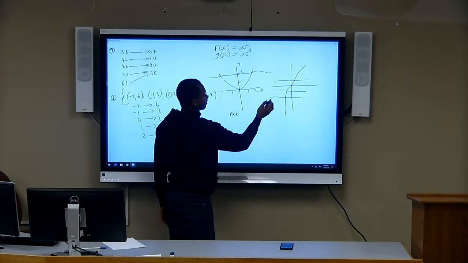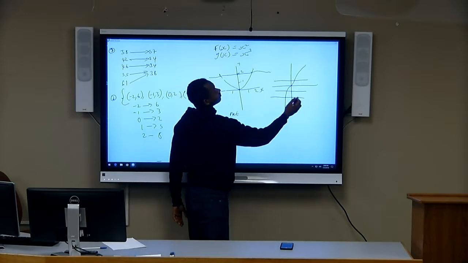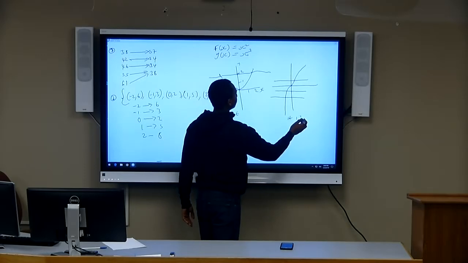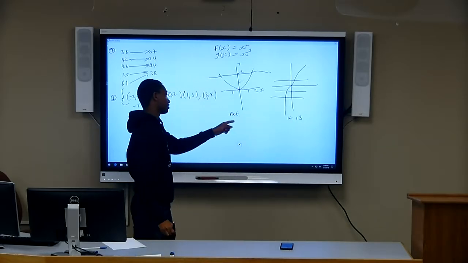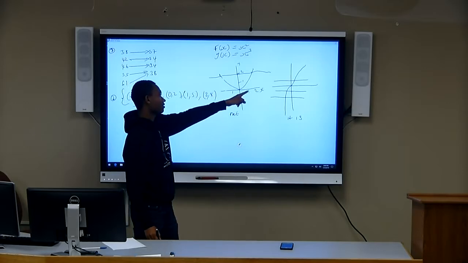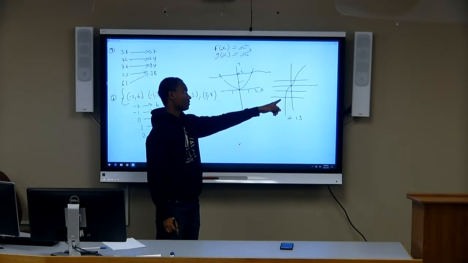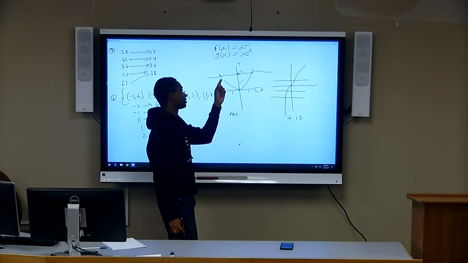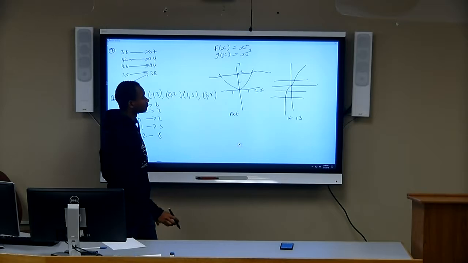So this one is not. This one passes only once. This one passes only once. So therefore, it is a one-to-one function. This one is a one-to-one. This one is not because it does not pass the horizontal line test. This one passes the horizontal line test. It passes the graph at any point only once. This one passes twice, so it's not.